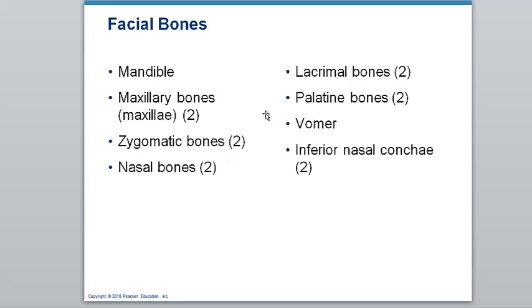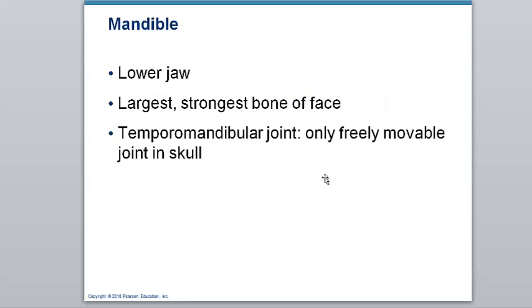Nasal bone, right and left. Lacrimal bone, right and left, in both the orbits. Palatine bone, two bones that fuse right in the center to form your hard palate along with your maxillary bone. Vomer forms part of your lower nasal septum, and inferior nasal conchae, which is two, forms your lateral inferior wall of your nasal cavity. We'll get to that. Let's start with the mandible.